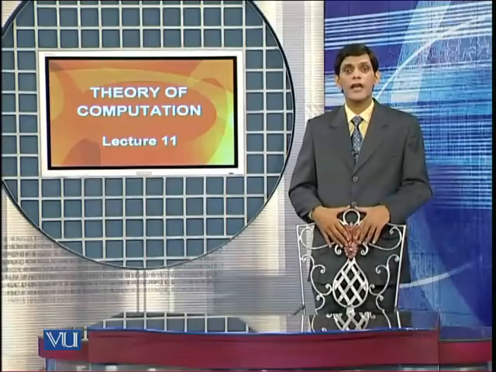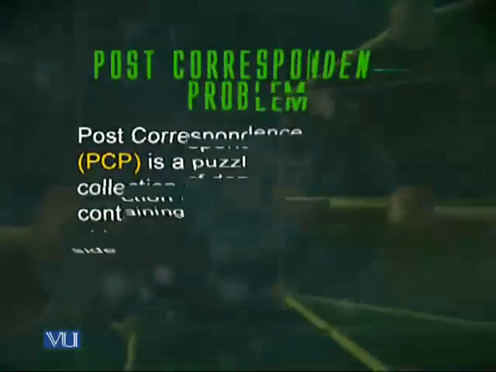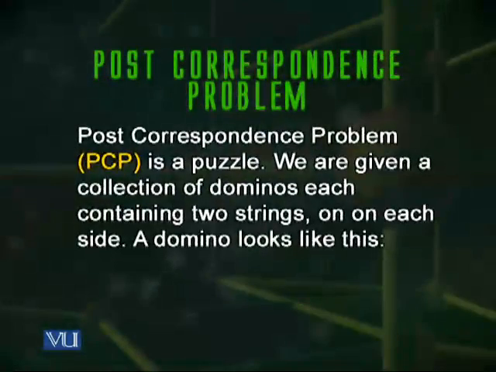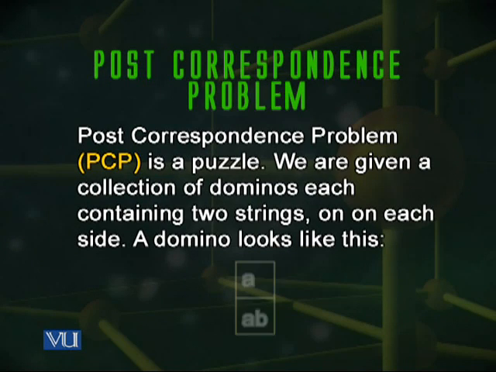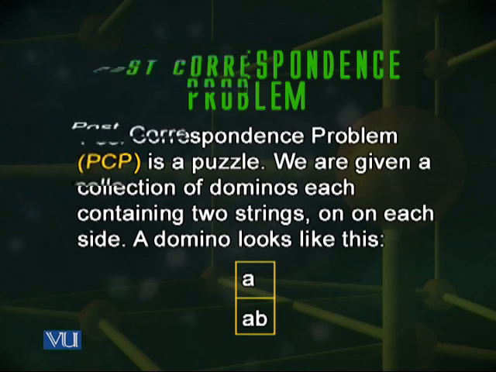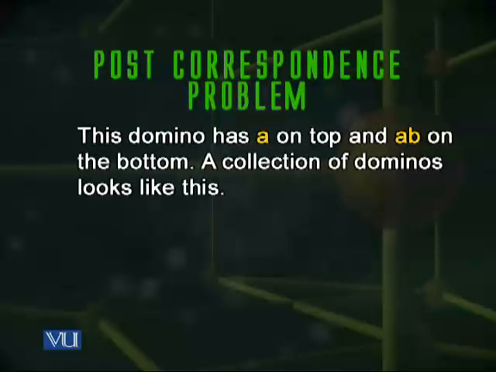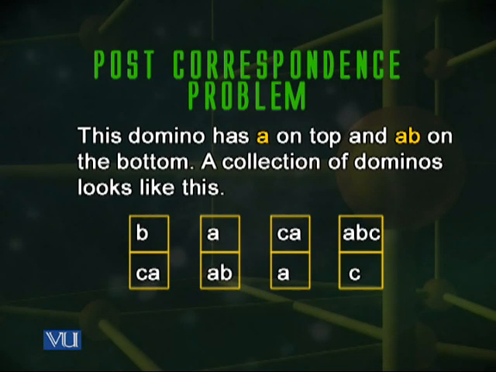Let's have a brief look at the Post Correspondence Problem. The Post Correspondence Problem, PCP, is a puzzle. We are given a collection of dominoes, each containing a string on each side. A domino looks something like this. This particular domino has A written on the top and AB on the bottom. In PCP, we are given a collection of dominoes. A collection of dominoes will look something like this.